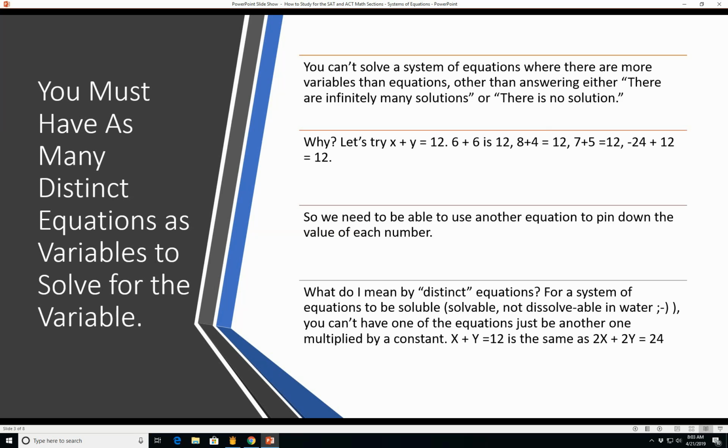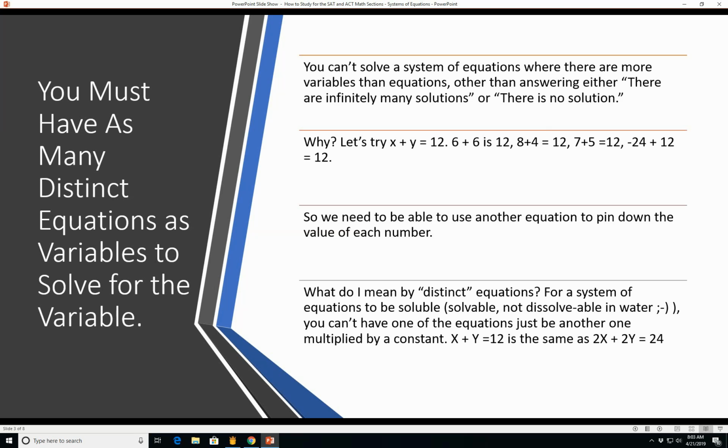And you have to have the same number of distinct equations as you do variables. So if you have 3 variables, you need 3 different equations. That's what I mean by distinct. It's just different. If you have 4 variables, you have to have 4 equations. So what do I mean by distinct equations? Well, I just told you it means different.